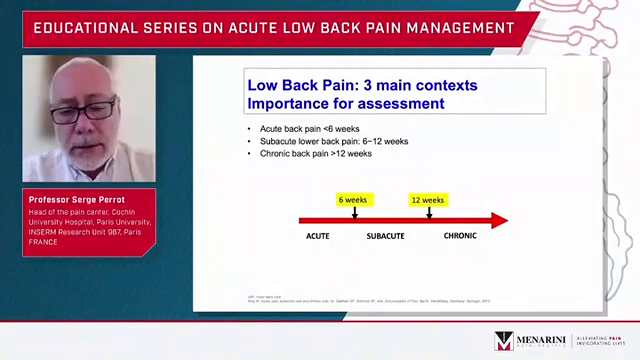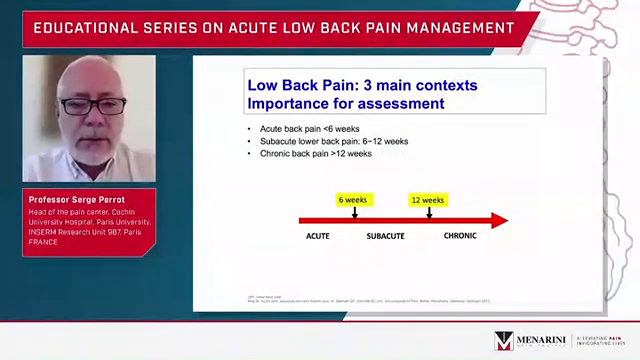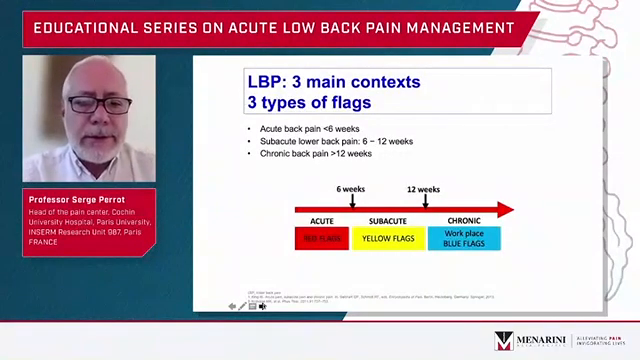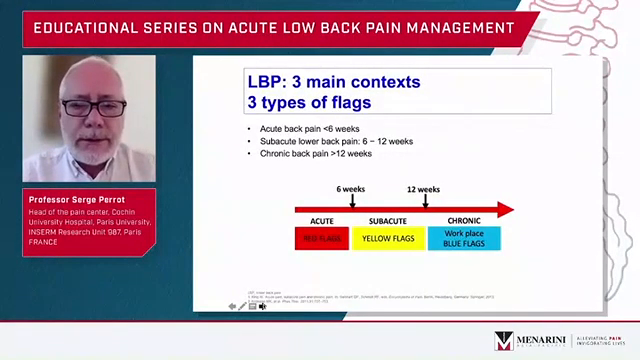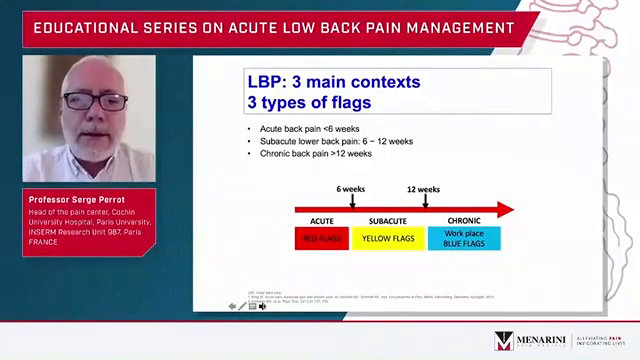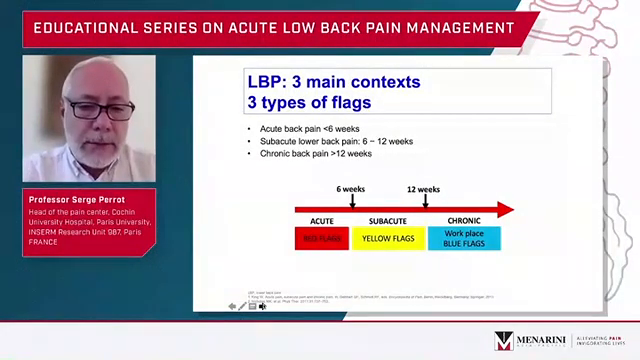Then we have subacute back pain from 6 to 12 weeks. And after 12 weeks, it is considered as chronic back pain. And in each of these periods, there are specific questions to ask. In acute back pain, we should mainly look at what we call red flags, that is, looking at severe back pain related to severe diseases and eliminating the common back pain.